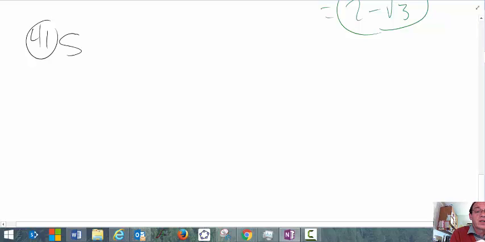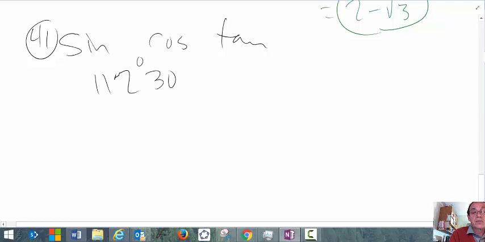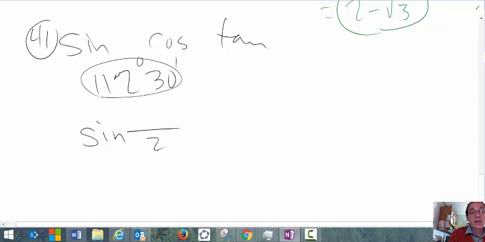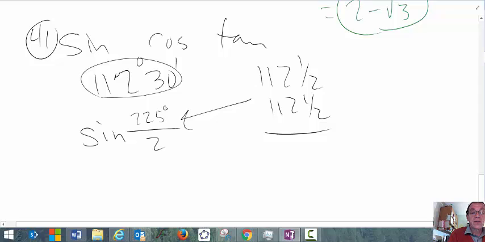41 asks you to find the sine, the cosine, and the tangent of 112 degrees 30 minutes. Well, remember that we're going to really find some number that I can take half of and get that. Well, that is 225 degrees, because that's 112 and a half plus 112 and a half, and that's 225. Now this one is on our table, which means we should be able to find the calculation.